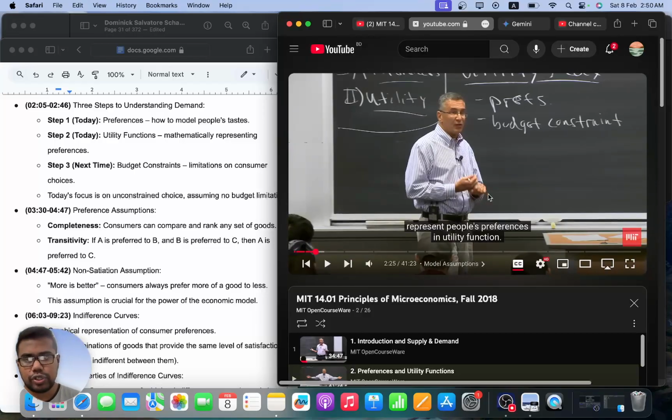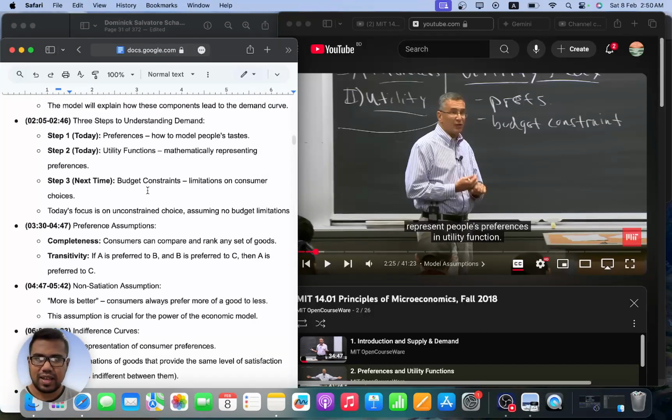So utility function again. He starts with preferences again. I think this is utility maximization. He's talking about utility maximization, and utility maximization should have a utility function.